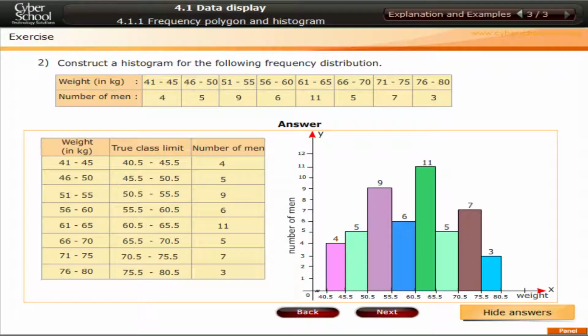This is our histogram for the data. And we can connect along the frequency polygon, along the middle of those bars. You can connect and form a frequency polygon. That's our data display. Next, we can go to the next example.